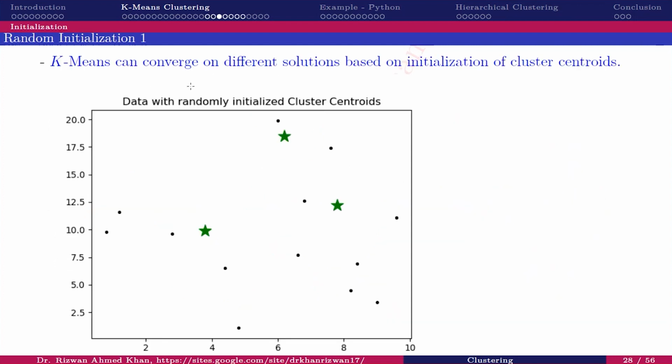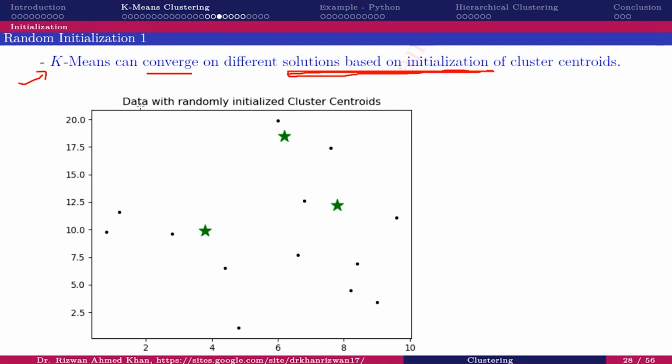So K-means can converge on different solutions based on initialization. Like in my previous example, I also showed that if we initialize cluster centroids at different locations, our solution would be different. But just to hammer this in your mind again, K-means can get stuck at local minima and K-means can converge on different solutions based on initialization. You have to be very careful.